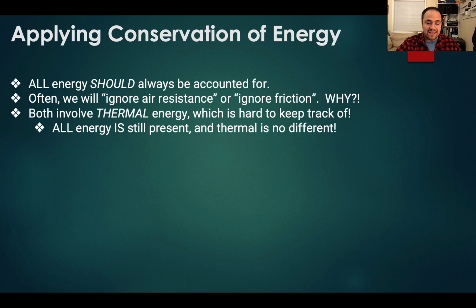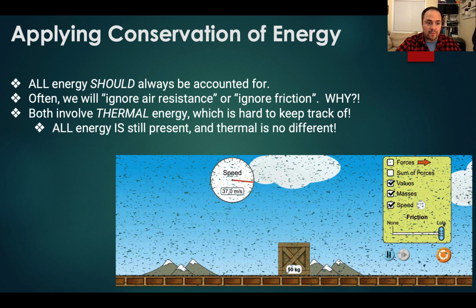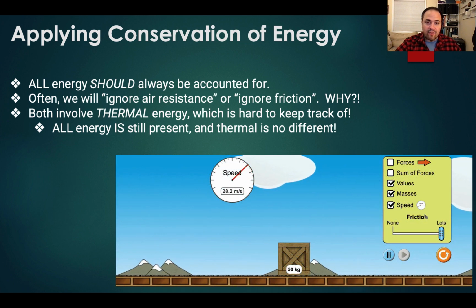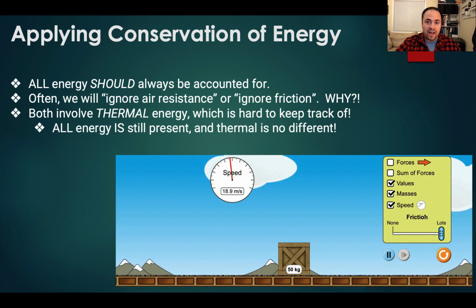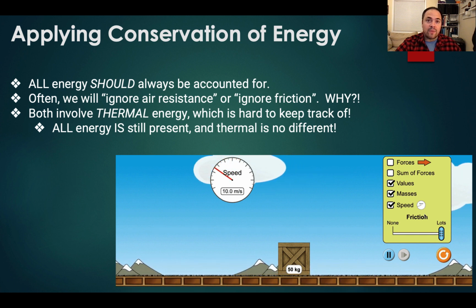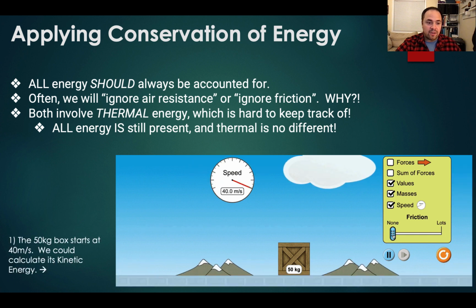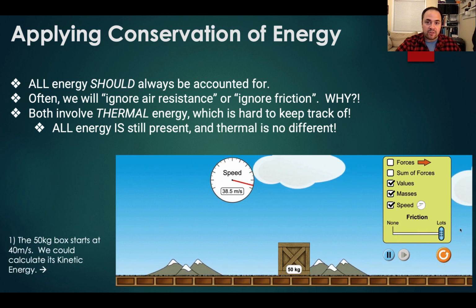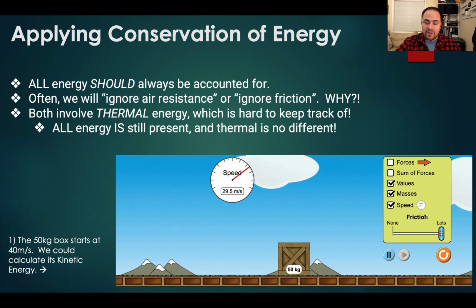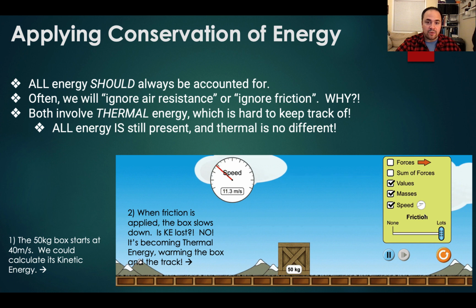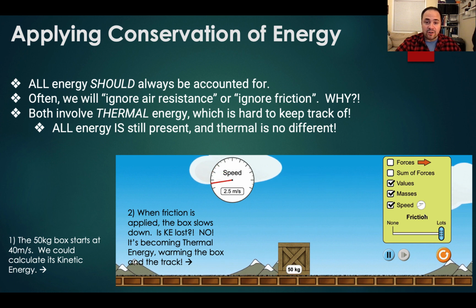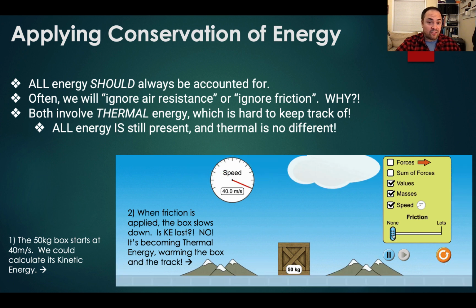So let's take a look at an example, so I'll show you what I'm talking about. In this example, we have a 50 kilogram box and it is sliding across the surface. And when the GIF resets, you'll see it starts at 40 meters per second. So we can actually calculate the kinetic energy of the box when it starts. Now, at some point, the slider turns friction on and we can see that the box starts to slow down. That means kinetic energy is decreasing. Does that mean it's lost?